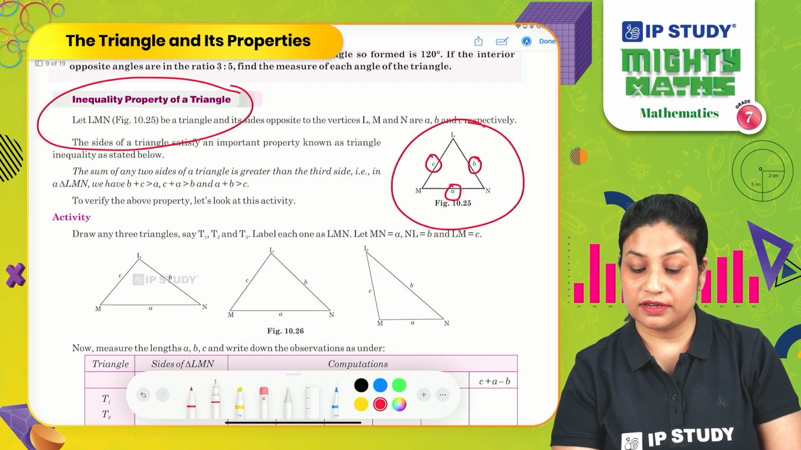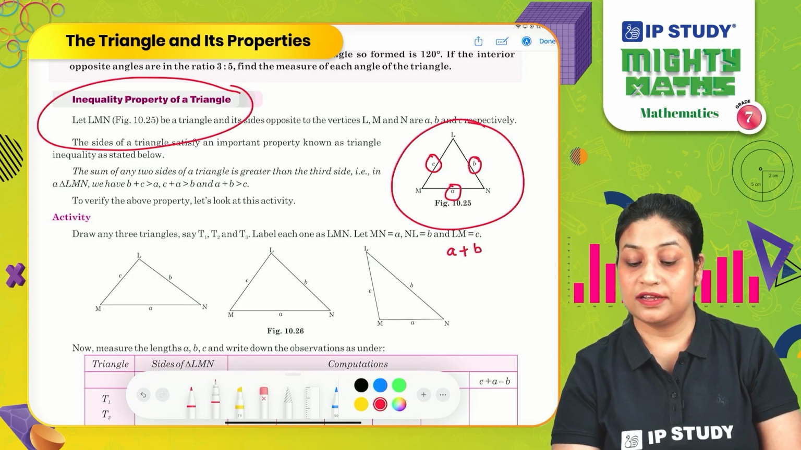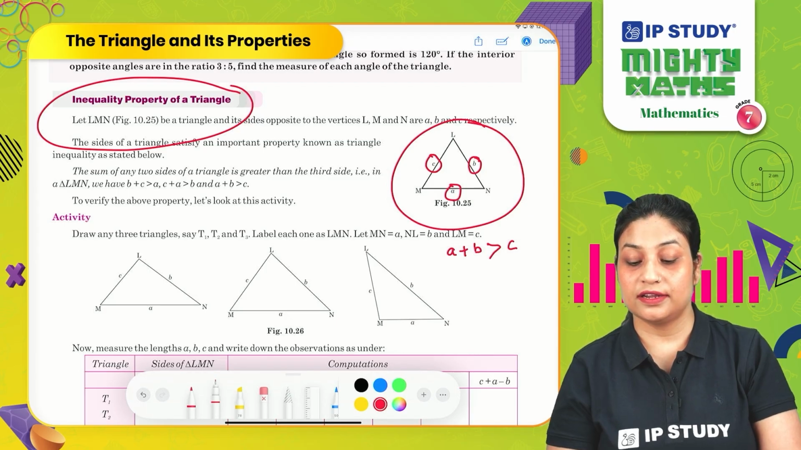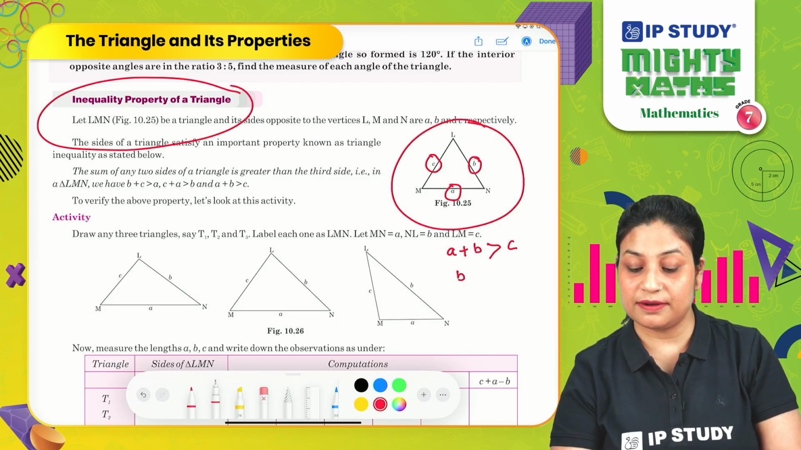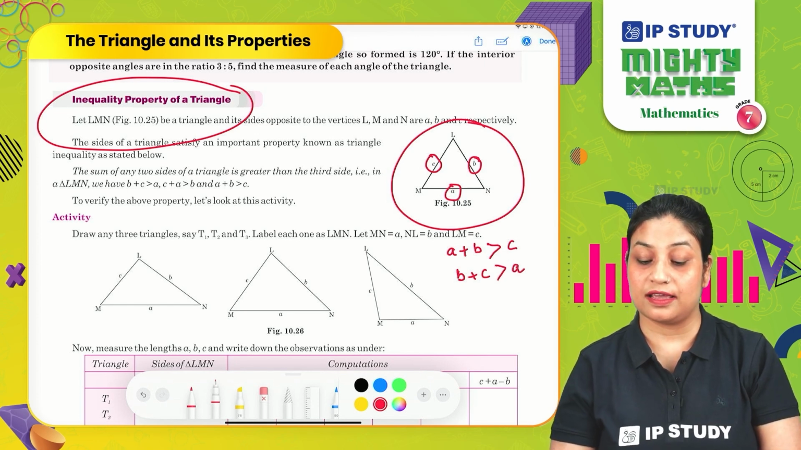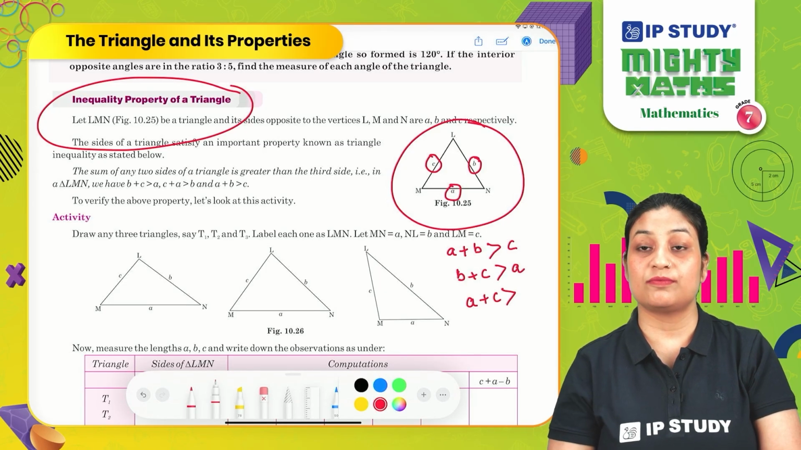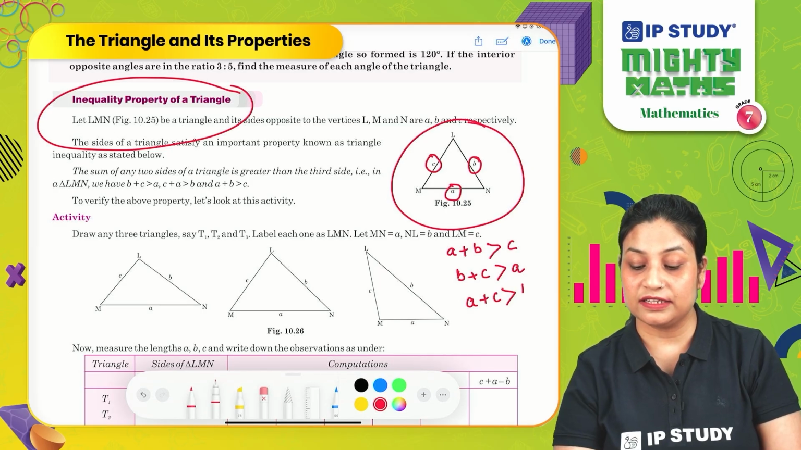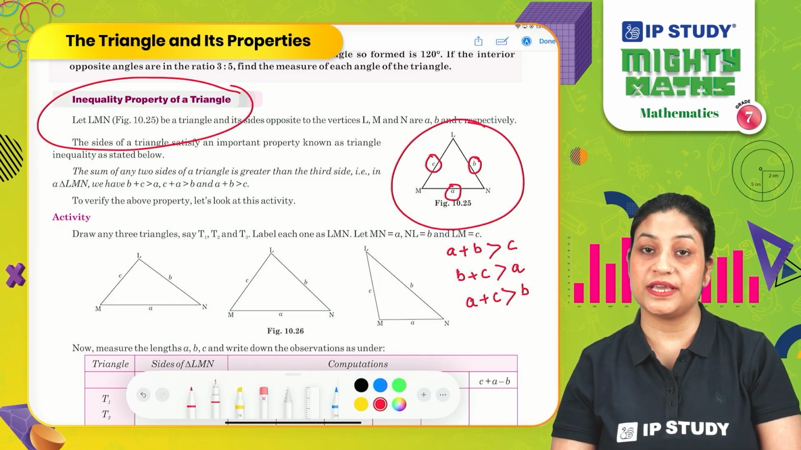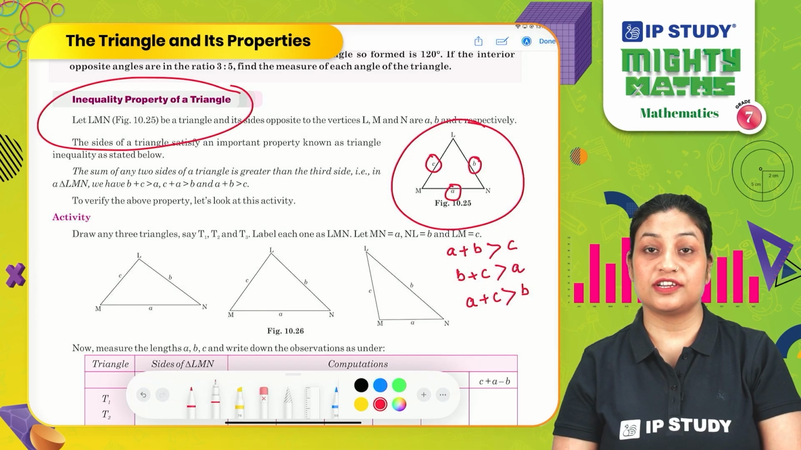So here, if I add side A and side B, the sum of the sides will be greater than the third side, right? Again, if I take side B and side C, the sum of side B and side C will be greater than the third side, that is side A. Again, let me take one more. If I add side C and side A, the sum of these two sides will be greater than the third side, that is side B. So I hope you have understood this property.